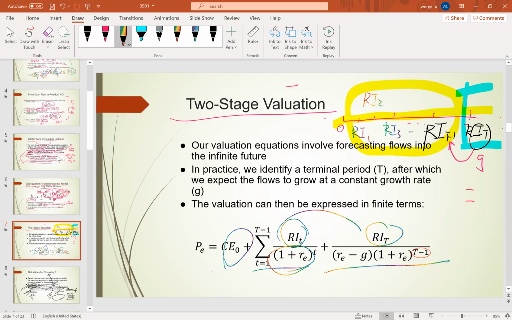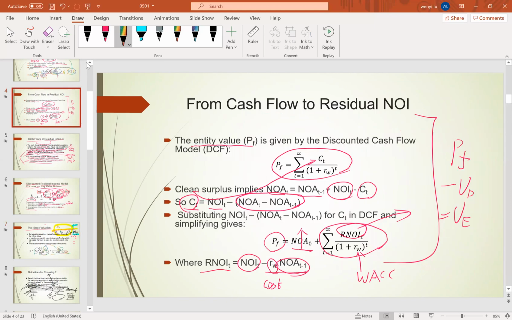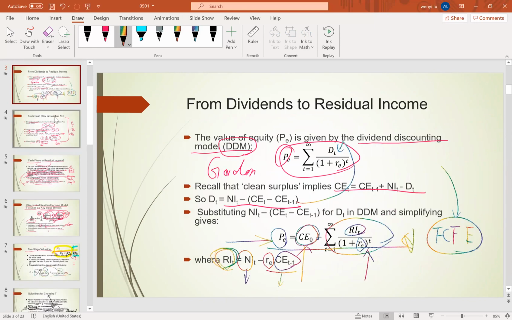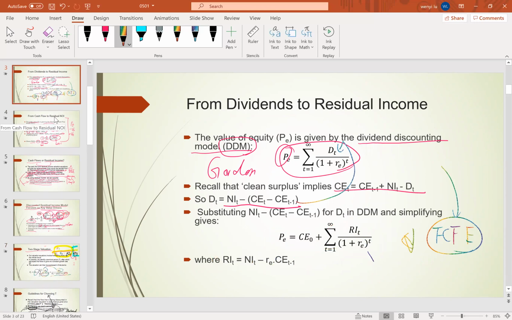How do we solve for residual income? We already mentioned it in detail, so I will not repeat it. You can check our slides and our lecture for the details. Our residual income will be net income minus the cost of equity, from the last year.